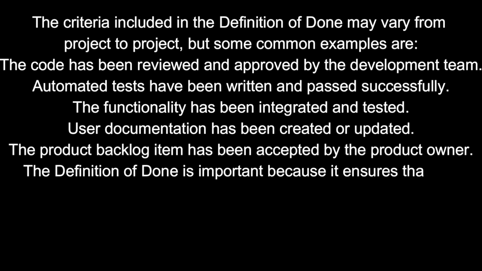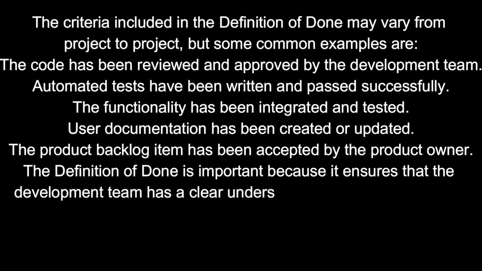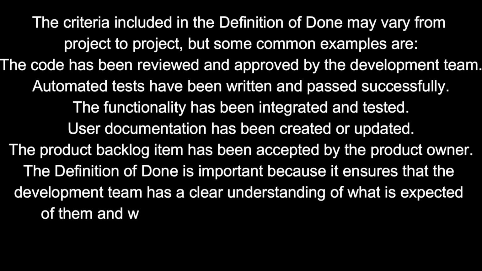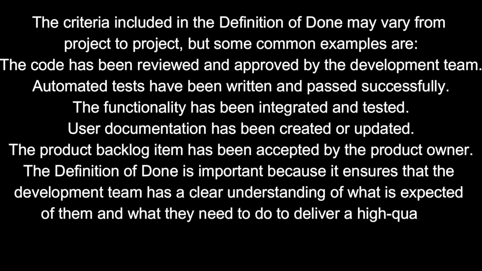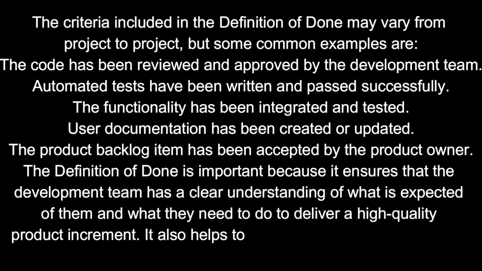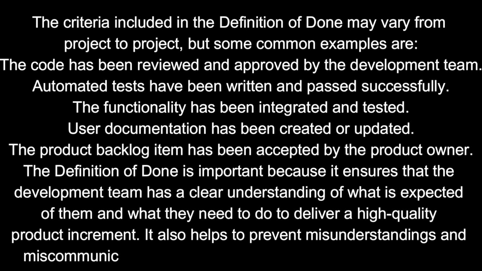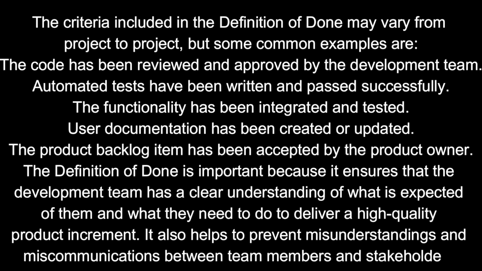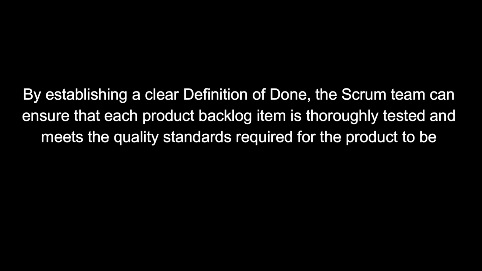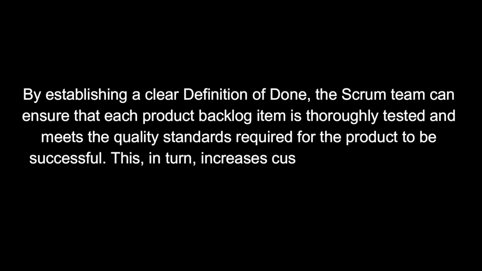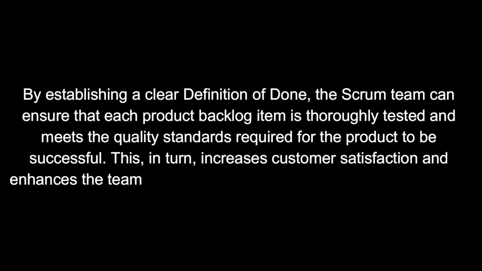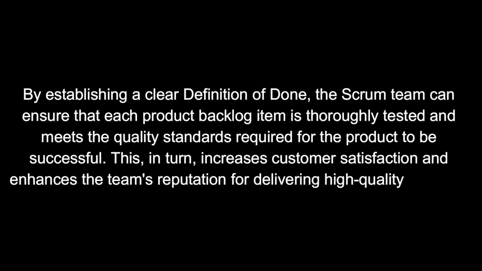The definition of done is important because it ensures that the development team has a clear understanding of what is expected of them and what they need to do to deliver a high-quality product increment. It also helps to prevent misunderstandings and miscommunications between team members and stakeholders. By establishing a clear definition of done, the Scrum team can ensure that each product backlog item is thoroughly tested and meets the quality standards required for the product to be successful. This, in turn, increases customer satisfaction and enhances the team's reputation for delivering high-quality products.